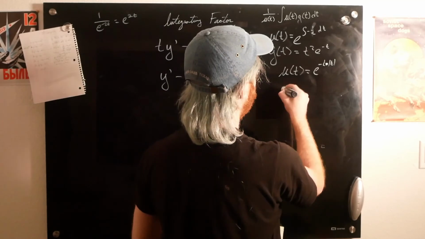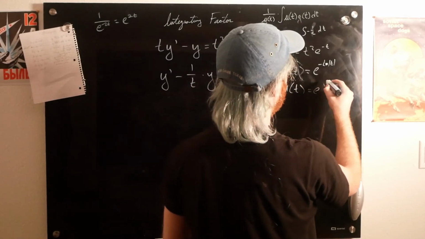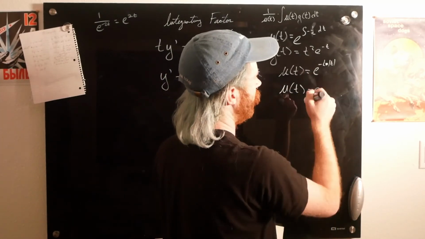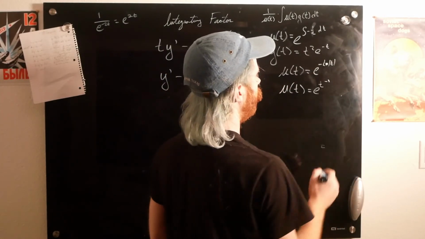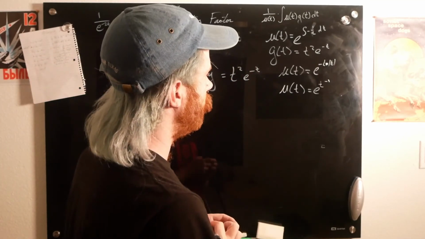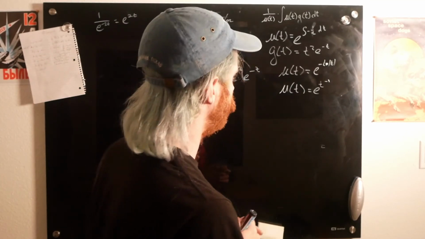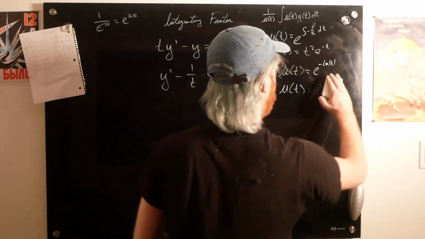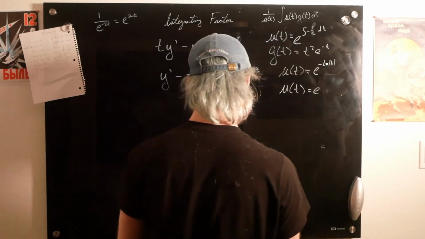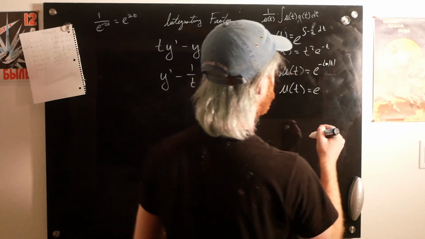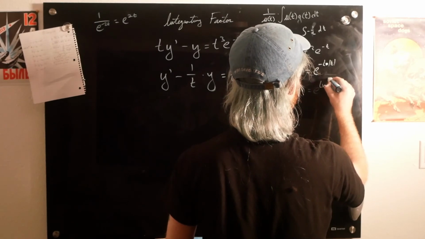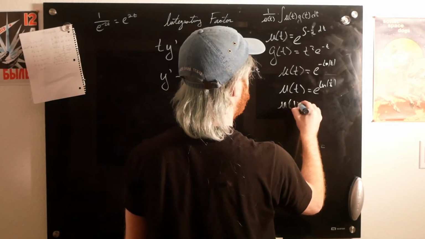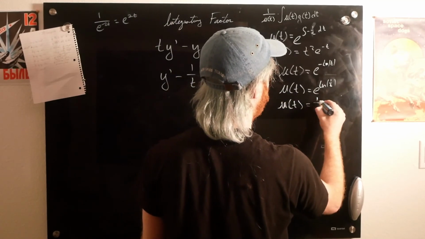So what this becomes is mu of t is going to be equal to e, and remember from earlier in the video, the negative can just go up front, that's a -1. So e to the power of t to the negative first power, so e to the 1 over t, e to the natural log of 1 over t. So mu of t is going to be equal to 1 over t.